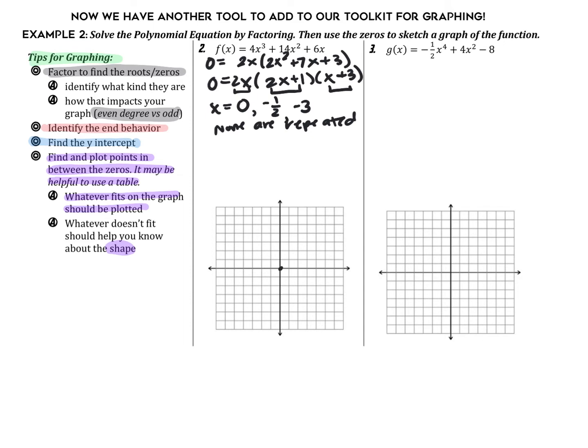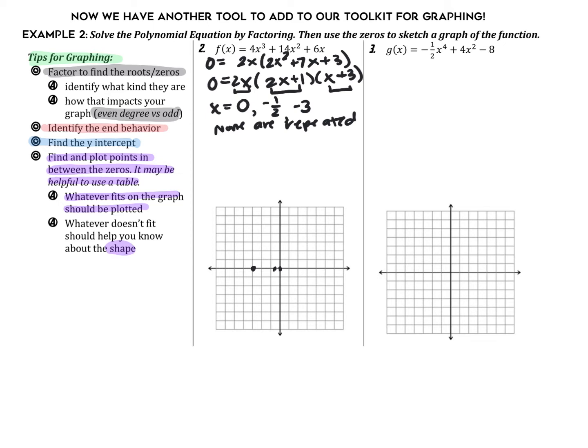So I'm going to plot a point at 0, 0. I'm going to plot a point at -1/2, 0, and at -3, 0. And you could change your scale factor if you wanted to make it a little easier to put -1/2, 0 on there, but I'm going to just leave it like this. So we accomplished our first step: factor to find the roots, decide what kind of roots they are. So each of these points, when we get to them, we're going to pass through them.